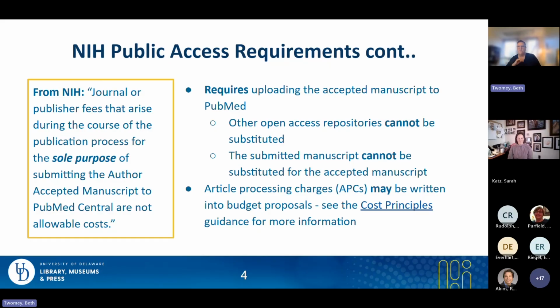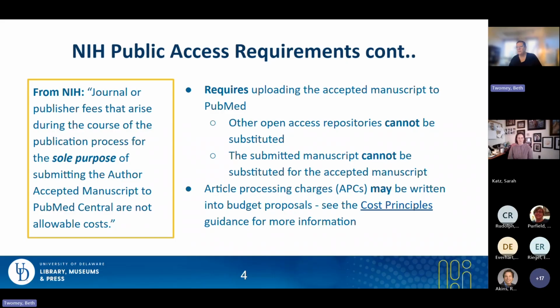That fee could not be paid and is specifically not allowed under PubMed or under NIH grant requirements. You could not pay that fee using your grant funds. So that's where a lot of questions come in. APCs or article processing charges are allowed and can be written into budgets, but they cannot be a fee that is only for the purpose of putting it up on PubMed.